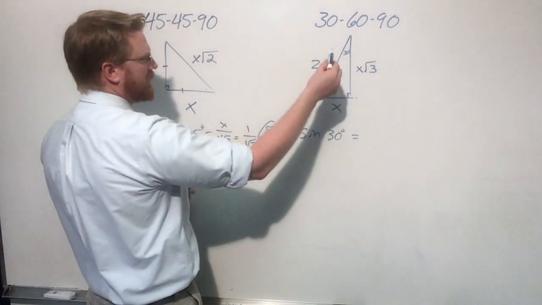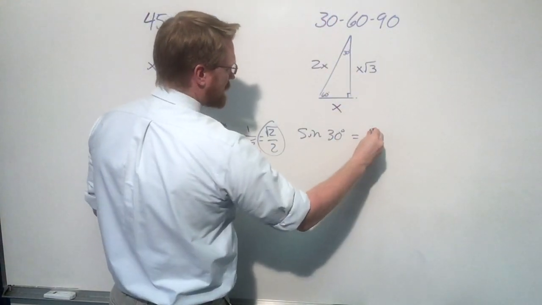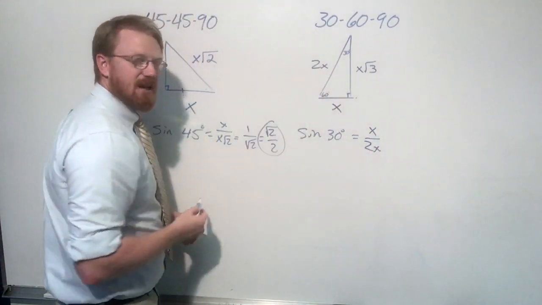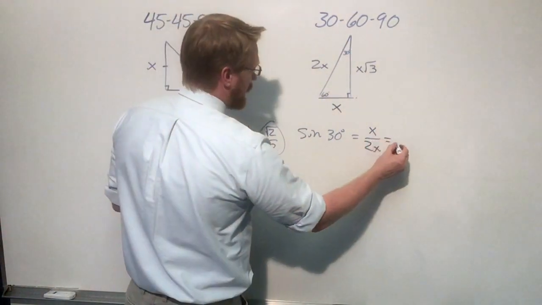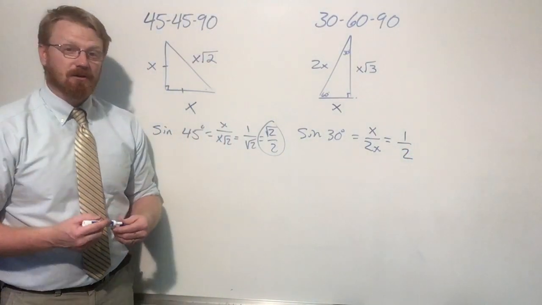Sine 30 here, similar deal. Through the lens of 30, through the perspective of 30, the opposite side would be x over hypotenuse 2x. Those x's, regardless of the sides of the triangle, would always cancel out and would always be in the ratio of 1 to 2. You do this with sine, cosine, or tangent for any of those degrees.